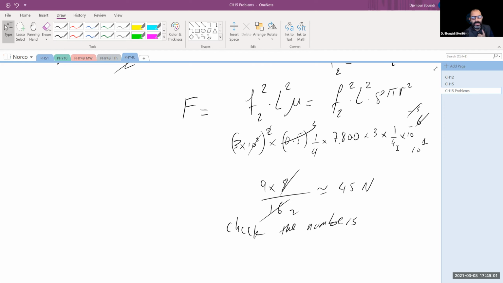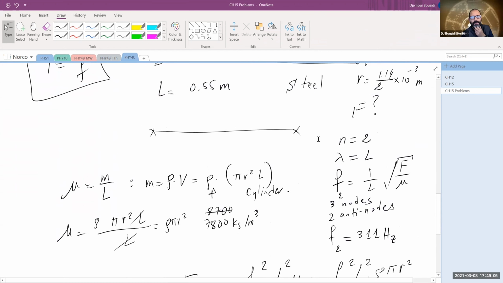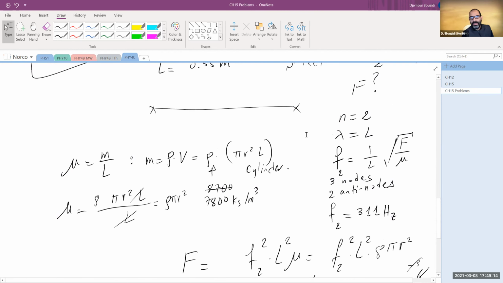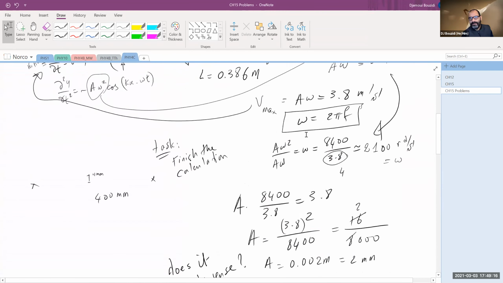Does this problem make sense to you guys? Yes, it does. Okay, very good. As long as you basically decipher the problem and try to understand it, you should be in good shape. So this is problem 67.